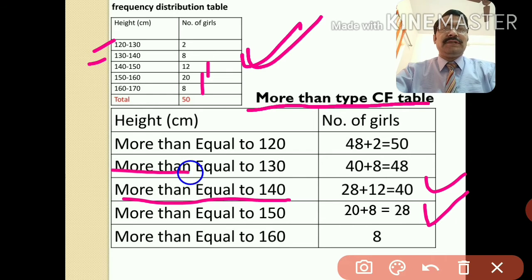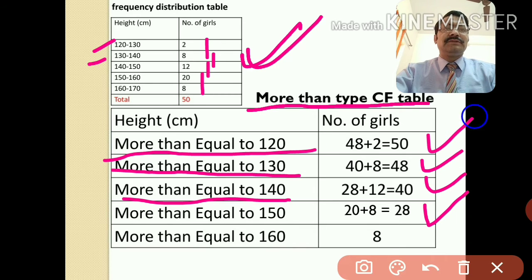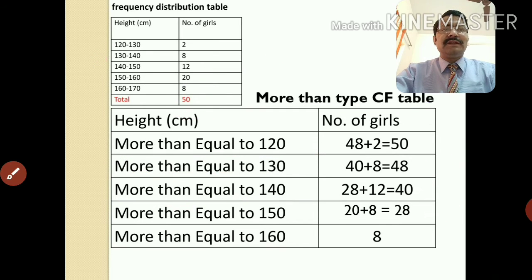Now more than 130, we have to add 8 also, so 40 plus 8 is 48. Then more than 120, we add 2 also, so we get 50. Now more than 120 means all the numbers are more than 120 always, so this value is 50. Look here, for this we have one more method, which we will discuss here.